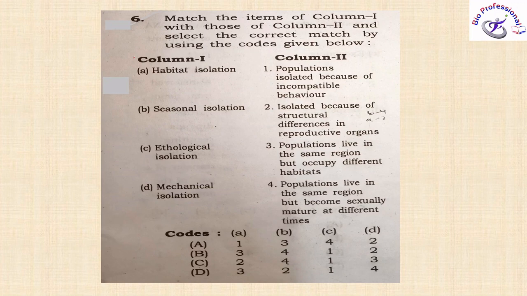In this question, again, we have to match column 1 and column 2. The seasonal isolation is also known as temporal isolation. In this case, the potential mates attain sexual maturity at different times. So the correct option will be this: populations live in the same region, but become sexually mature at different times. For that reason, they cannot mate. So B's correct answer is 4.